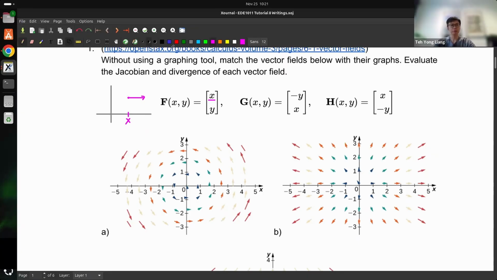Then your y component is y. So at this y, the y component is also positive because it's in the first quadrant. That means the y component for the vector field must be positive also, so pointing up.